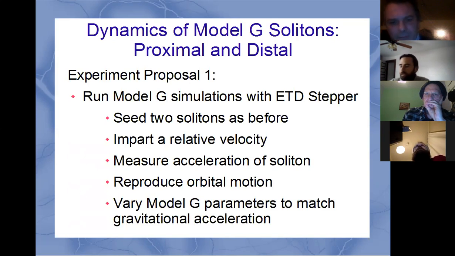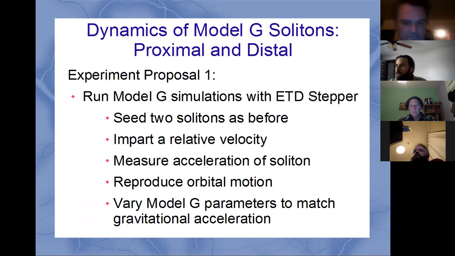So that would be something we'd have to work out for sure. If it's in Mathematica, I'm not sure how difficult that would be compared to doing an ETD stepper, because I haven't done that approach myself. Yeah, I can do it if I get the initial conditions. Imparting a relative velocity seems difficult. I don't know how to do that, except if you can do it with some kind of concentration configuration.